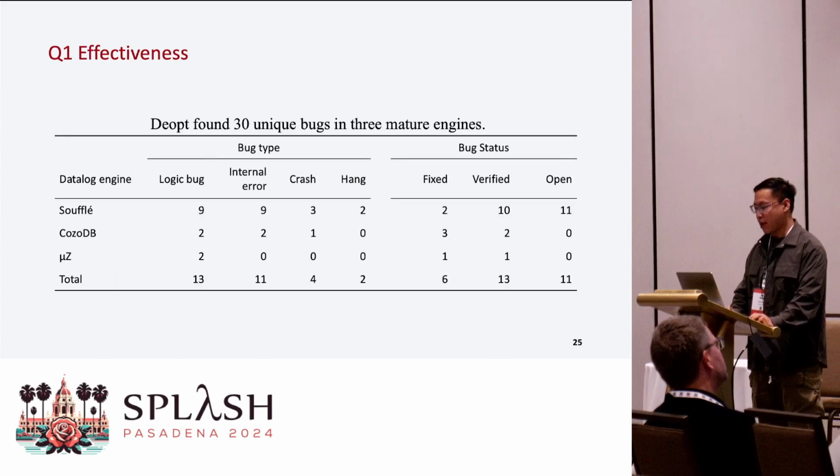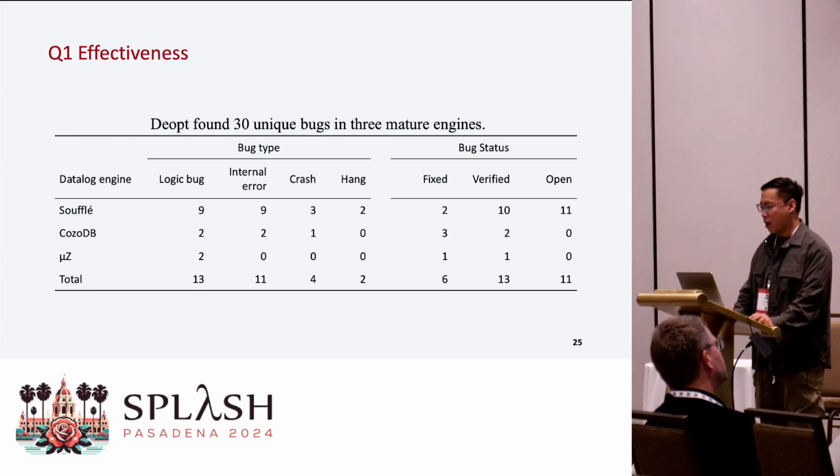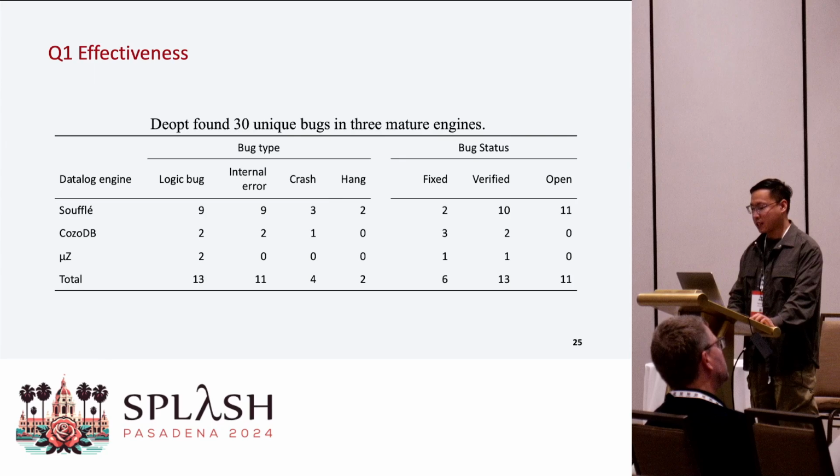For the first question, Deopt found 30 unique bugs in 3 major engines, and 13 of them are logic bugs. We also found a logic bug in DDlog. However, this was the only one bug that a state-of-the-art approach found in DDlog, and it has not been fixed yet. Here is the state of the bugs found by Deopt. 6 bugs have been fixed, and 13 have been confirmed.